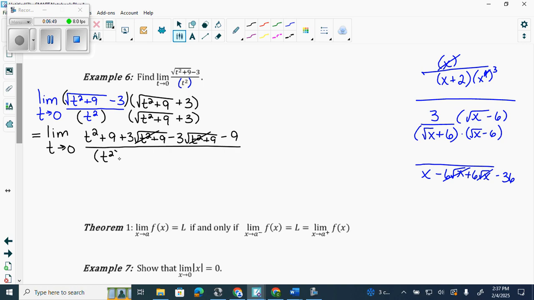And the people who can't do these questions are the ones that distribute this because they don't understand that we need that t squared to cancel off. So I don't want to distribute those two. We agree? All right, the plus 9 and minus 9 cancel, and what am I left with on the top? Oh, a t squared, and what do I need to cancel off? Oh, a t squared.